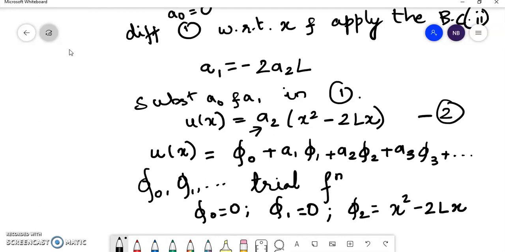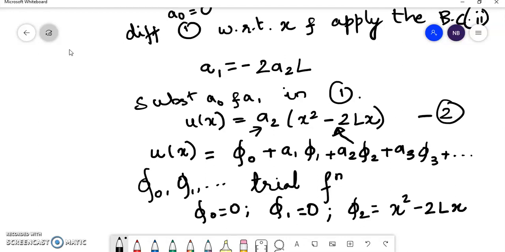Okay, so phi 0 is 0 here because there is no a0 term in equation 2. So there is no coefficient which a0 has. Similarly, phi 1 is again 0 because there is no a1 in equation 2, and phi 2 equals x square minus 2lx, because this is how it is to be mapped.